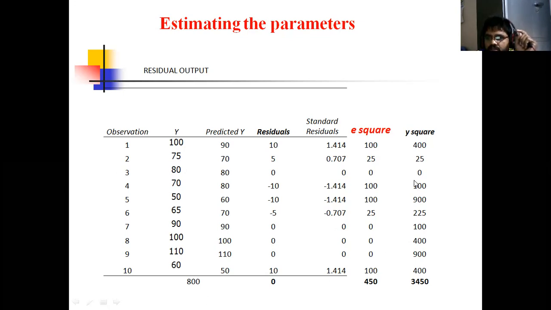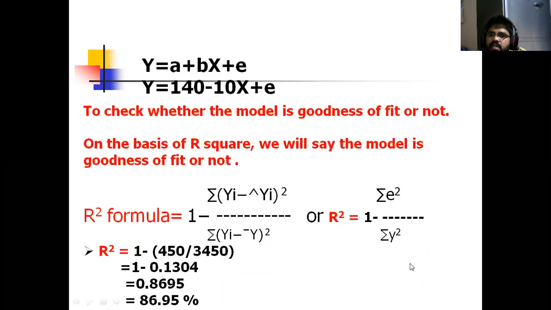So after calculating the y square values, we need to estimate the sum of y square value. How much is the sum of y square value? 3450. So here, I have taken sum of y square as 3450. After getting the sum of e square value and sum of y square value, we need to substitute in the formula, in the R square formula.